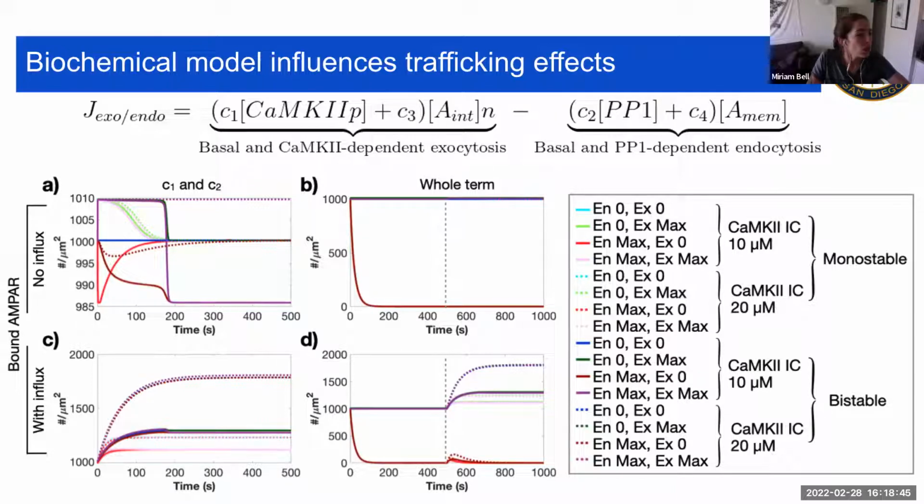Okay, so considering the system with influx, these C and D panels, we see that we always achieve a higher steady state for bound AMPA when scaling C1 and C2. So it's always greater than 1,000. And for the whole term, this panel D, you also always achieve a higher steady state other than this one case down here where endocytosis is maxed out.